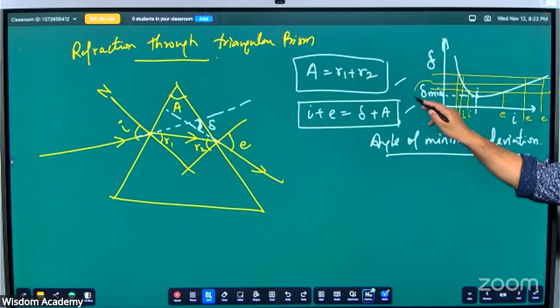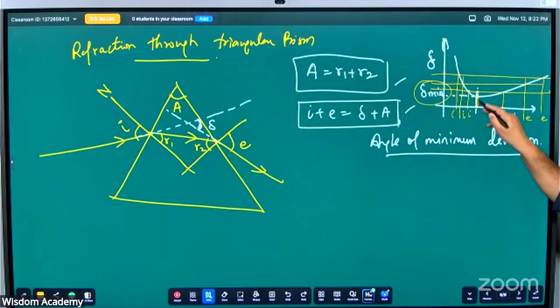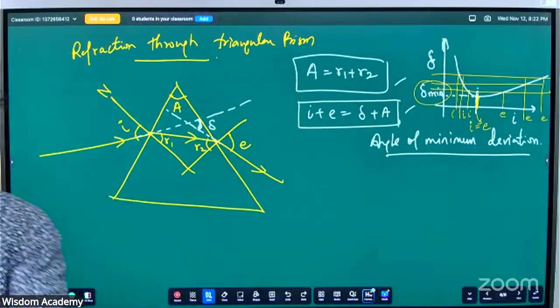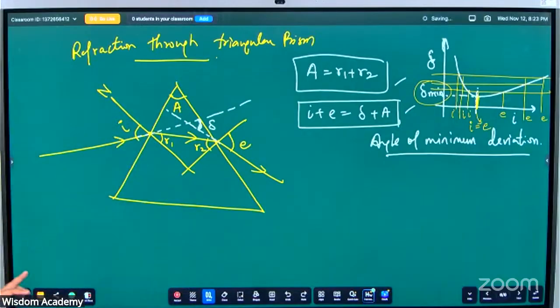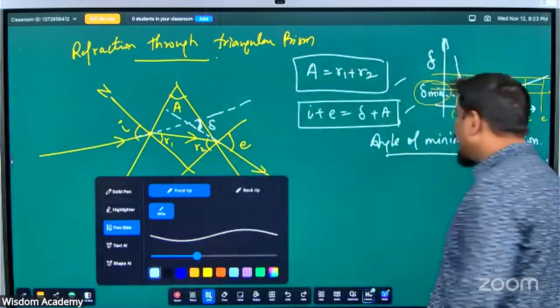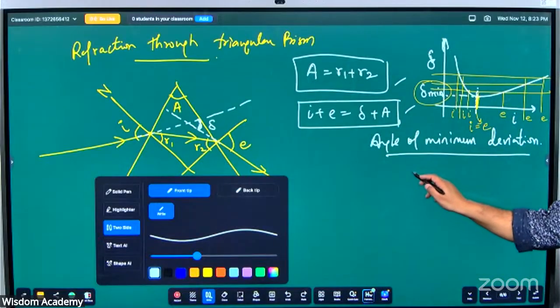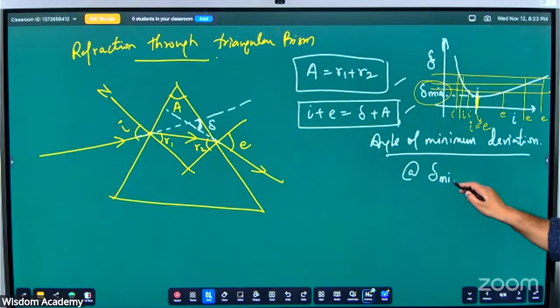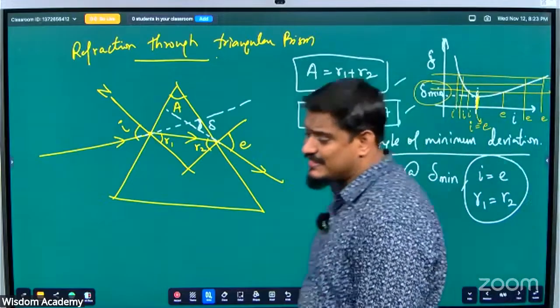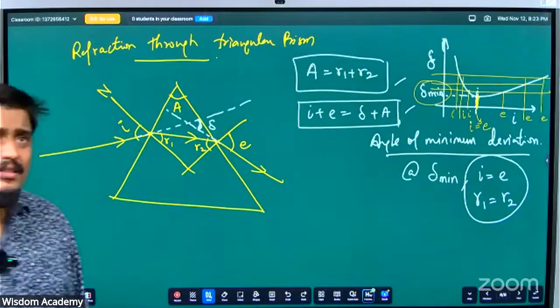Only at angle of minimum deviation, we have only 1 point. It means at this point, what is going to happen? Angle of incidence will become equal to angle of emergence. These concepts are highly important for the board examination. So at angle of minimum deviation, always remember that the angle of incidence will become equal to angle of emergence. That is at angle of minimum deviation, I will become equal to E. And one more thing will happen. R1 becomes equal to R2. Never forget this. At angle of minimum deviation, angle of incidence and angle of emergence are same. R1 is equal to R2.